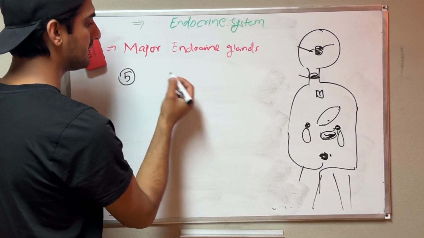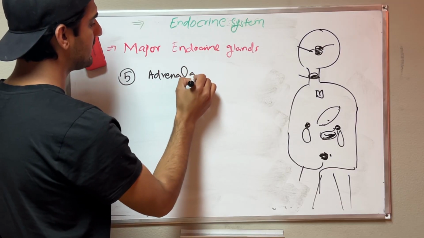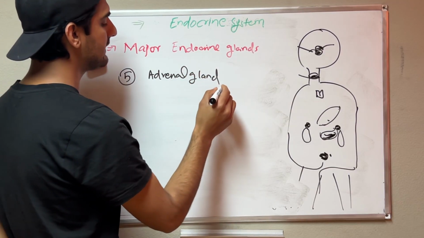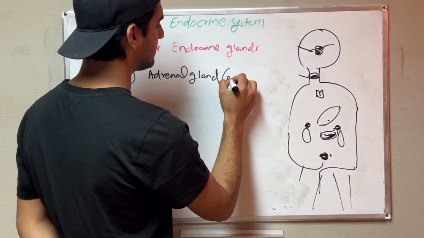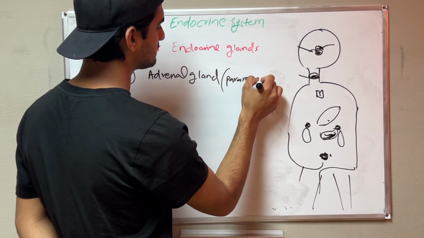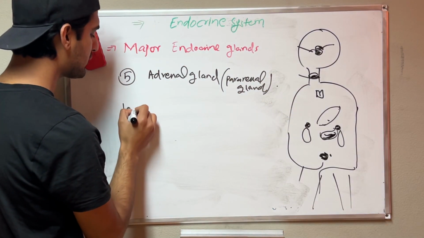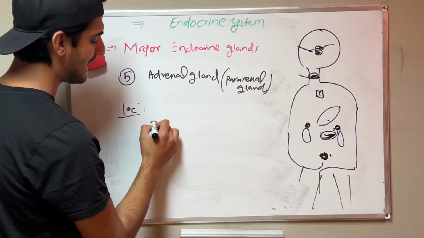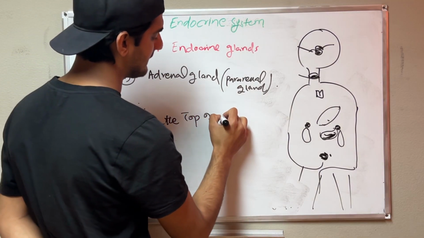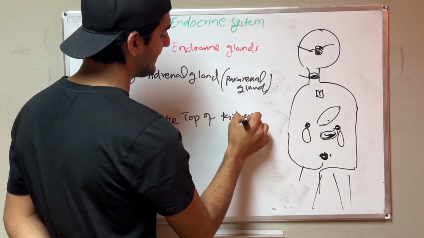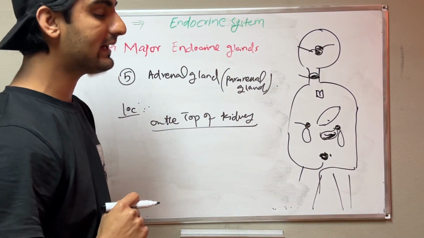Here, the fifth one is the adrenal gland. Adrenal glands are also called suprarenal glands. Where is the location of this gland? On the top of the kidney. The top of the kidney is the location of the adrenal gland.